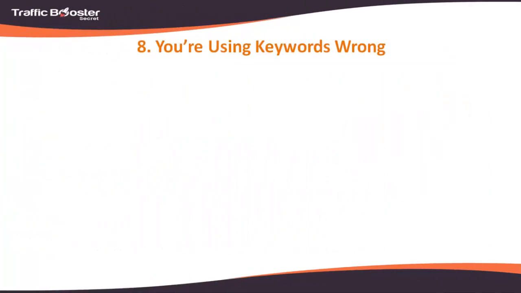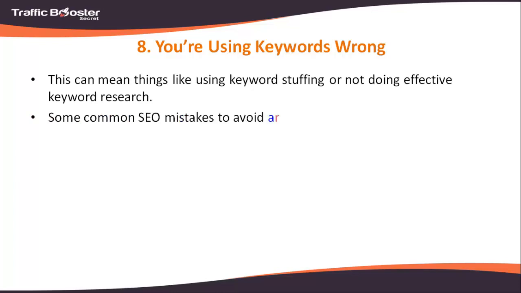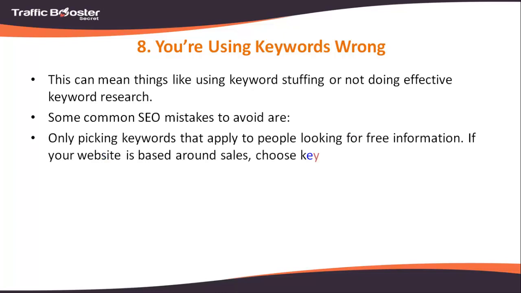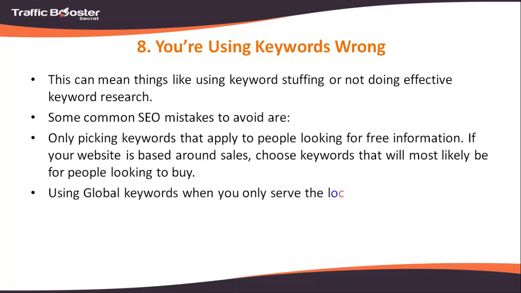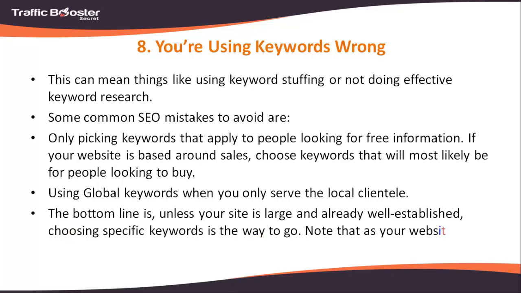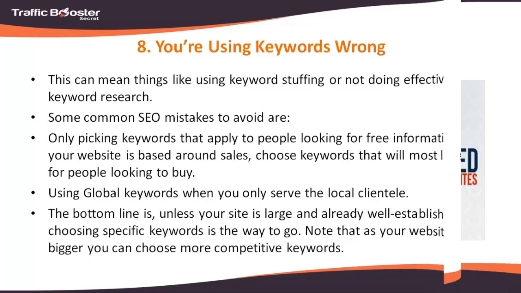8. You're using keywords wrong. This can mean things like using keyword stuffing or not doing effective keyword research. Some common SEO mistakes to avoid are only picking keywords that apply to people looking for free information. If your website is based around sales, choose keywords that will most likely be for people looking to buy. Using global keywords when you only serve the local clientele. The bottom line is, unless your site is large and already well established, choosing specific keywords is the way to go. Note that as your website gets bigger, you can choose more competitive keywords.